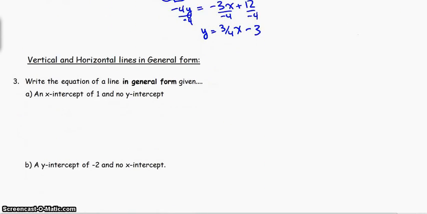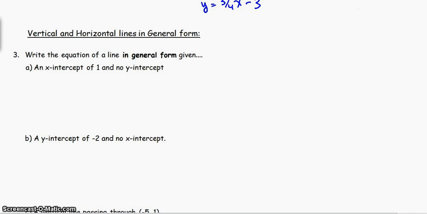Last little piece, vertical and horizontal lines in general form. Remember, vertical and horizontal lines only have one variable. So, write the equation of a line in general form given the x-intercept of 1. Let's erase that. The x-intercept of 1 means x is 1 when y is 0. That's what that means. So if that's the x-intercept right there, and there's no y-intercept, you know it's going to be vertical. That wasn't very good, but you get the idea.